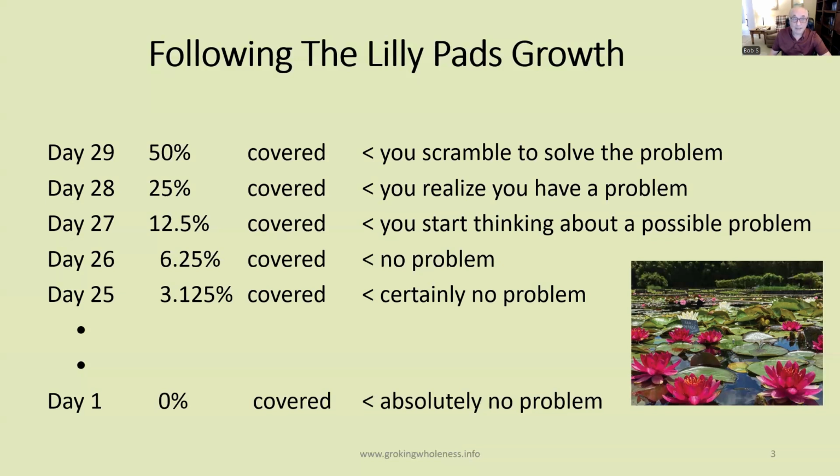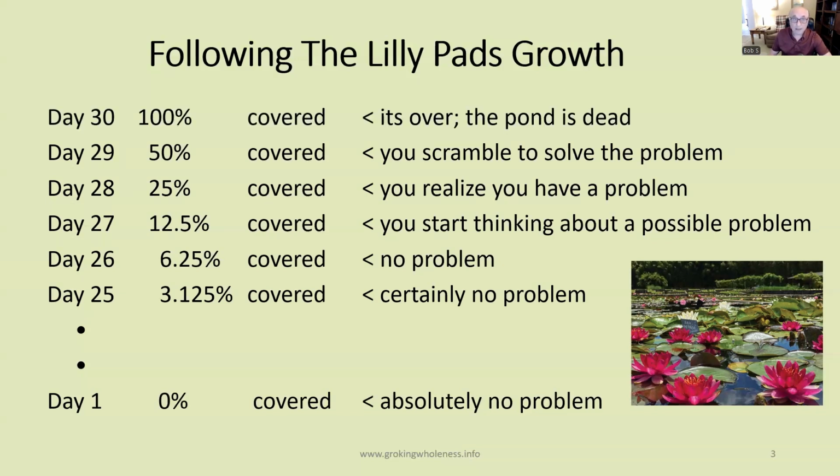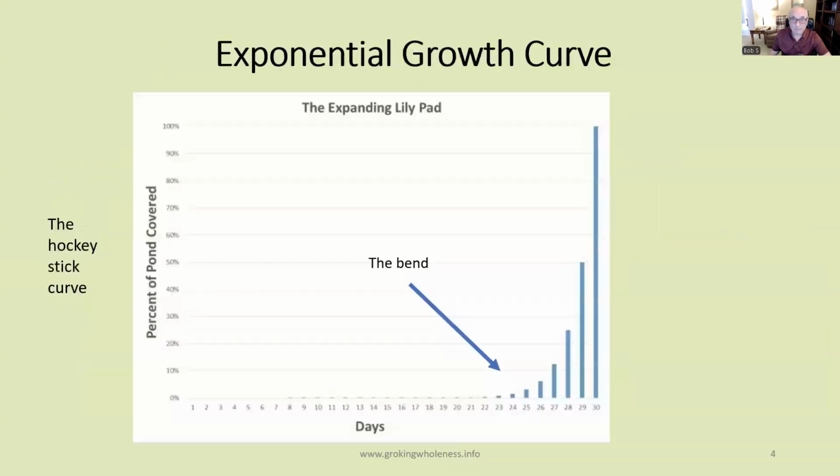On day 29, you're rounding up resources. And look, we're now up to 50% of the pond covered. We're doubling every day. You scramble to solve the problem. And if you don't scramble fast enough, on day 30, the pond is 100% covered. It's over. All life in the pond is now dead.